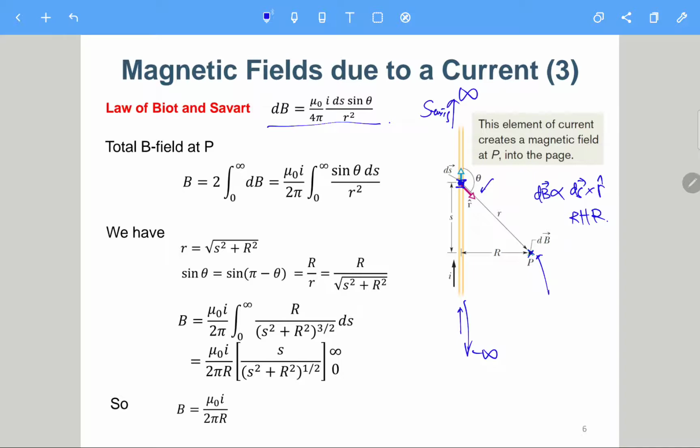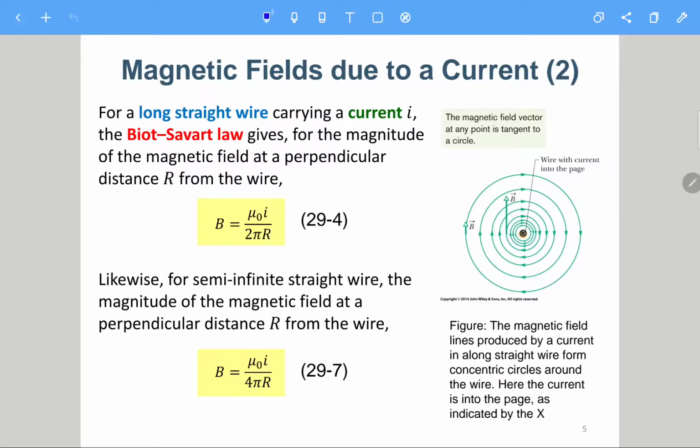So you can apply the right hand rule like this, ds cross R, and then you can see the dB going into the page. Or the other way is if we have a wire going this way, so the B field should be going... if the current is going upward, then also you can use the right hand rule in the other way.